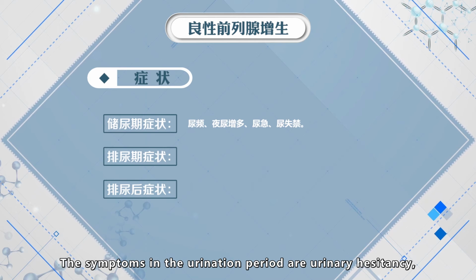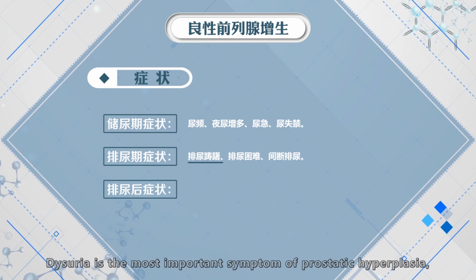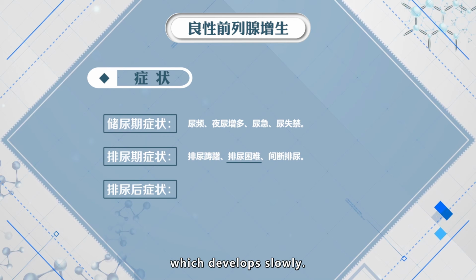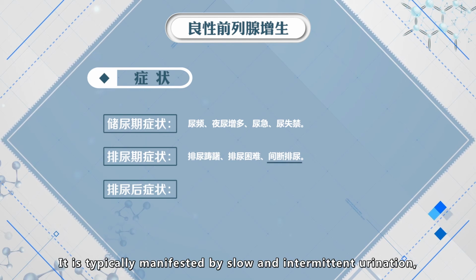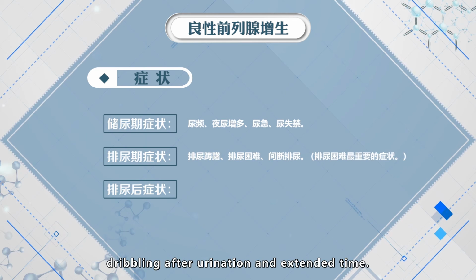The symptoms in the urination period are urinary hesitancy, dysuria, and intermittent urination. Dysuria is the most important symptom for prostatic hyperplasia, which develops slowly. It is typically manifested by slow intermittent urination, weak urinary stream, shortened range, dribbling after urination, and extended time.